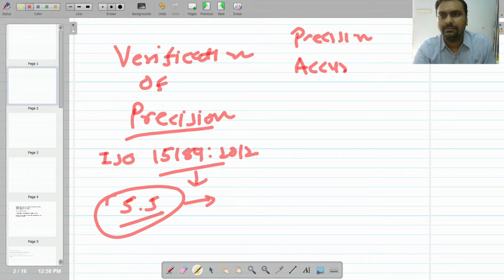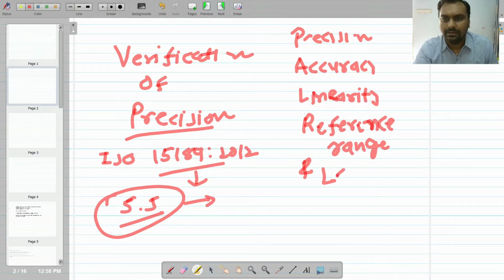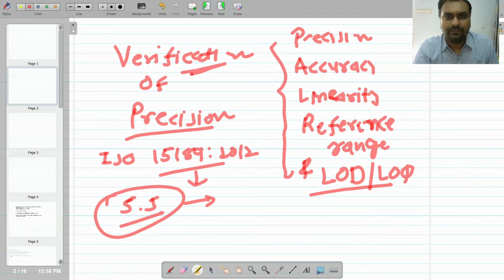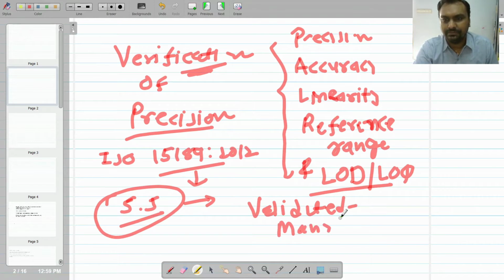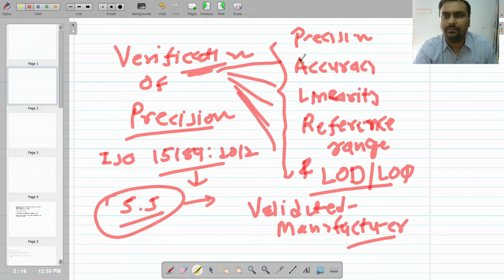Where verification of a method requires precision, accuracy, linearity, reference range, and limit of detection or limit of quantification. At least this should be done in verification. In verification, the method is already validated by the manufacturer, and we have to just verify these things: the claim of precision, claim of accuracy, linearity, reference range, and LOD.